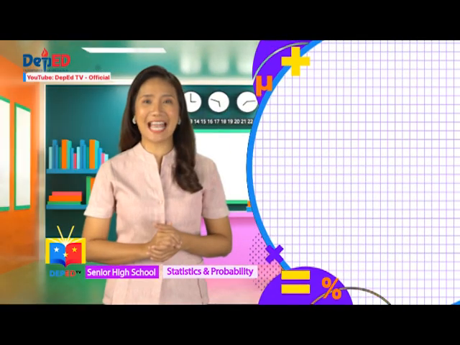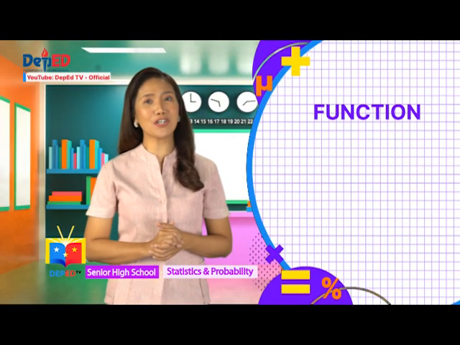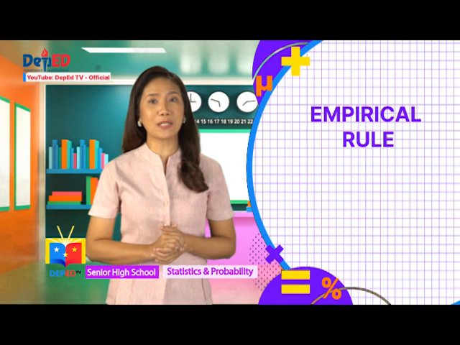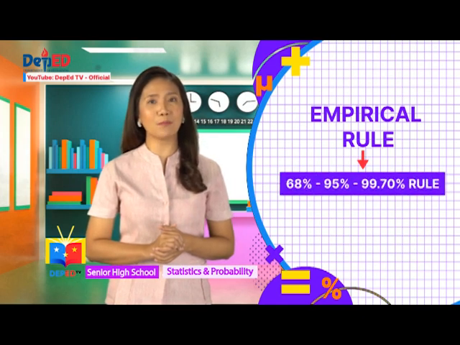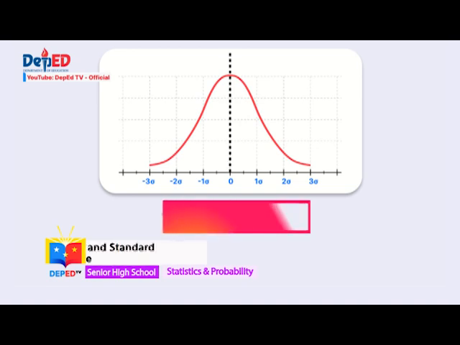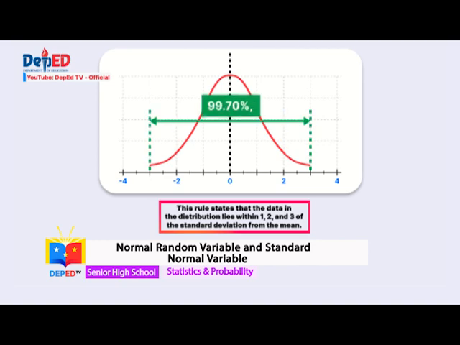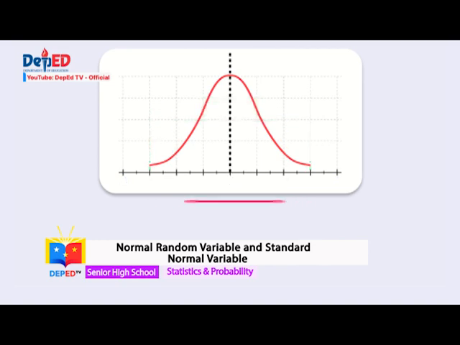We can easily understand the functions of normal probability distribution in real-life situations using the empirical rule. The empirical rule is better known as the 68, 95, 99.7% rule. This rule states that the data in the distribution lying within 1, 2, and 3 standard deviations from the mean are approximately 68%, 95%, and 99.7% respectively. The area of a normal curve is equal to 1 or 100% as stated in its characteristics.